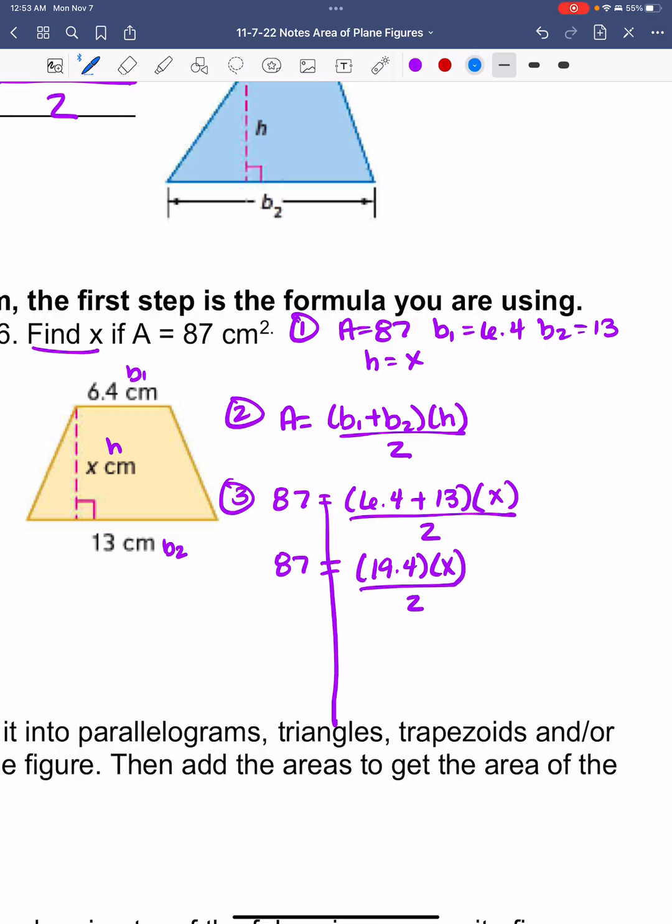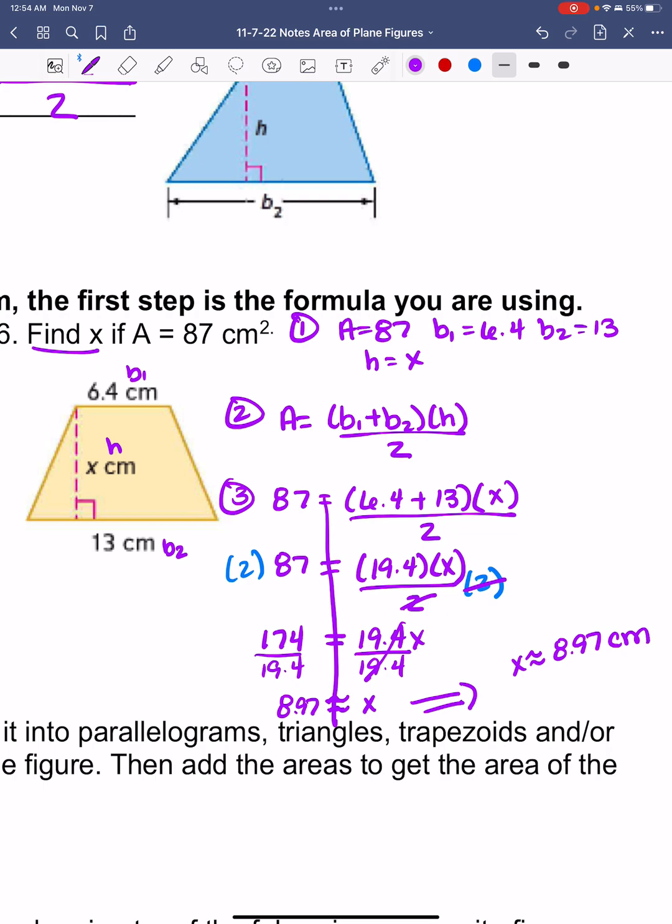Again, I am dividing by 2. I need to get rid of that division because we don't like fractions. Opposite of division is going to be multiplication. We're going to multiply by the number we are dividing by. So those cancel out. 87 times 2 is going to be 174. 19.4 times x is just 19.4x. From here, I'm going to divide. What I do to one side, I do to the other. And therefore, x is going to be about 8.97. So what that means is x is about 8.97 centimeters.